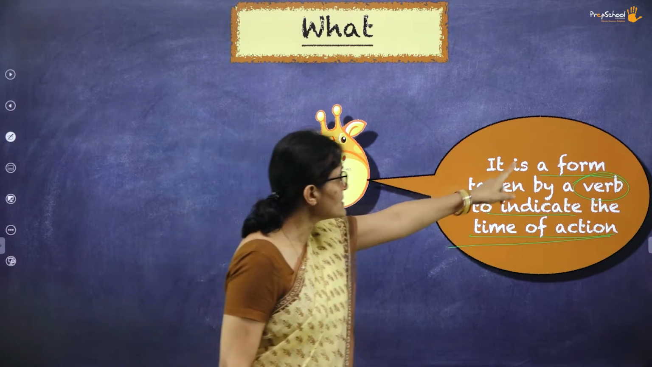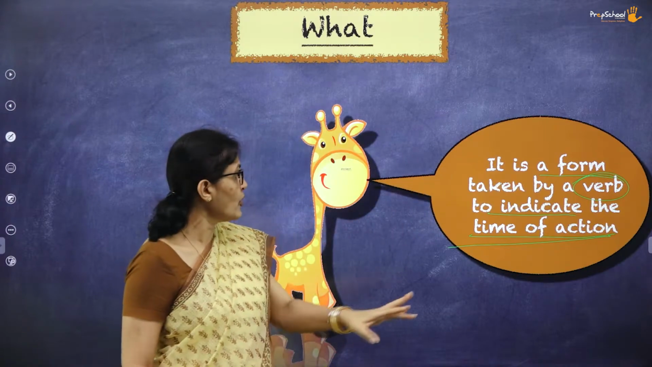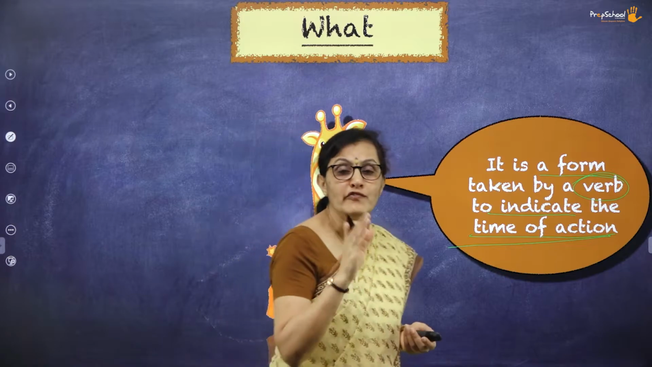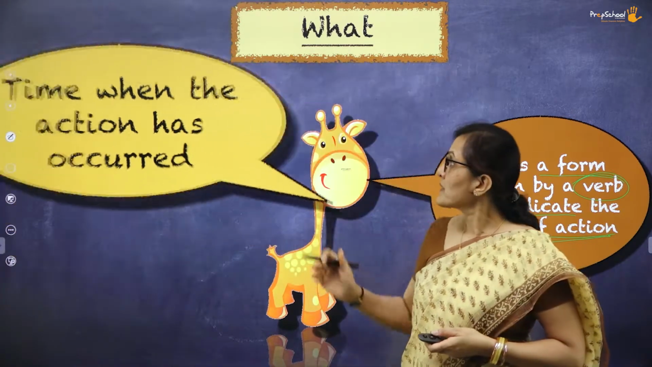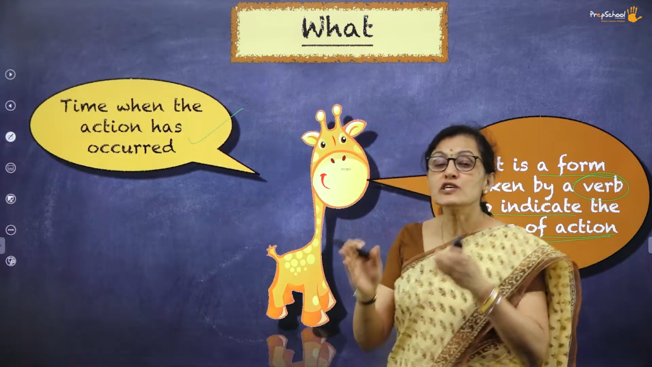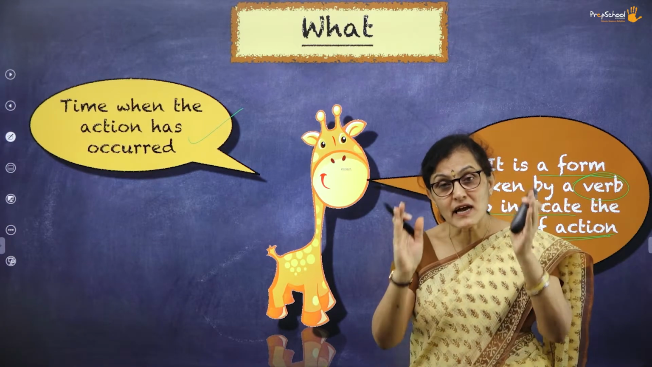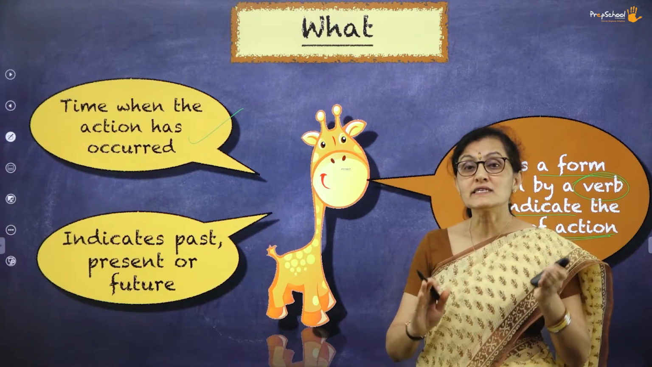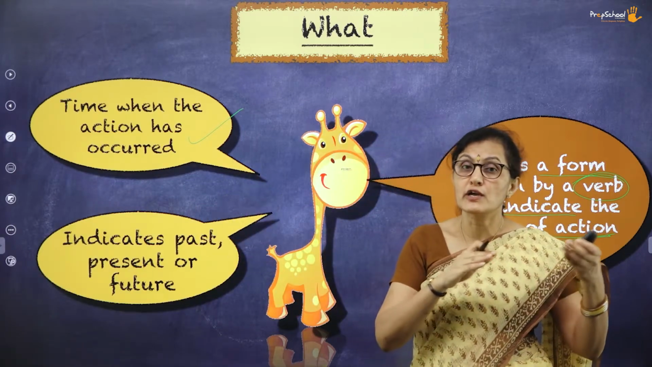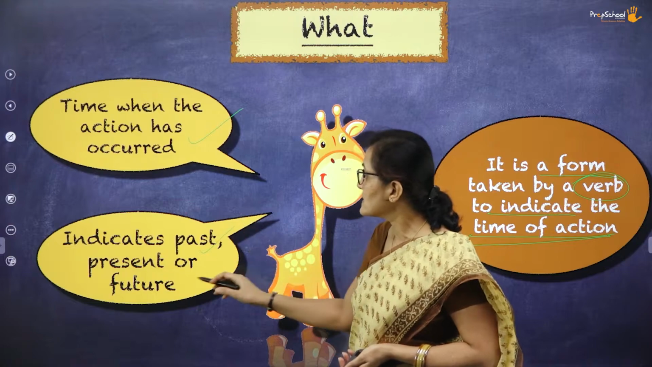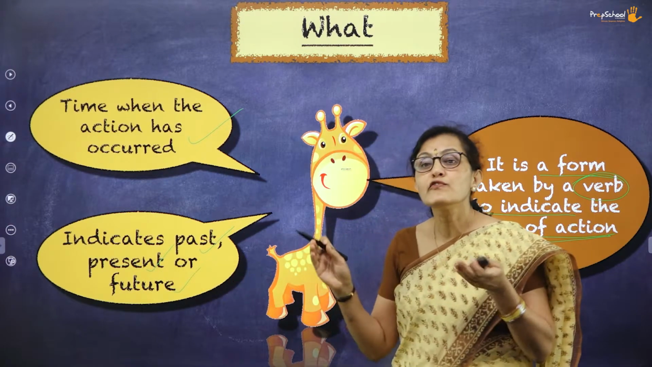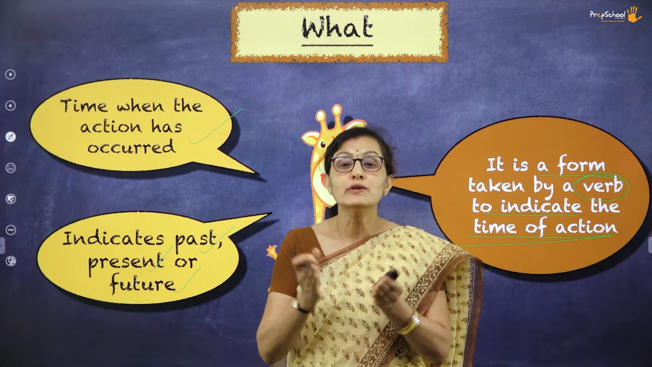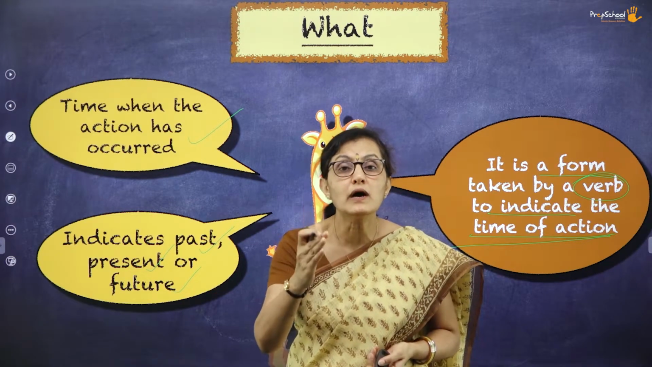Repeat this. It is a form. Tense is a form taken by a verb to indicate the time of action. So, the time when the action has occurred. It indicates the time when the action has occurred and whether it has occurred in the past, future or present. So this being what tenses are, you need to next understand the verb forms.